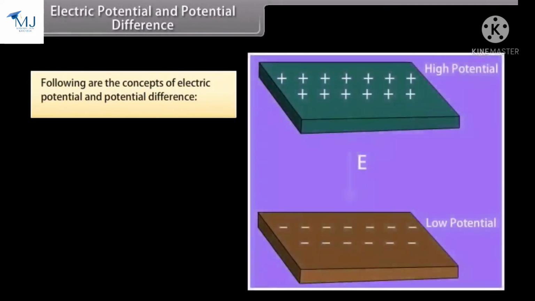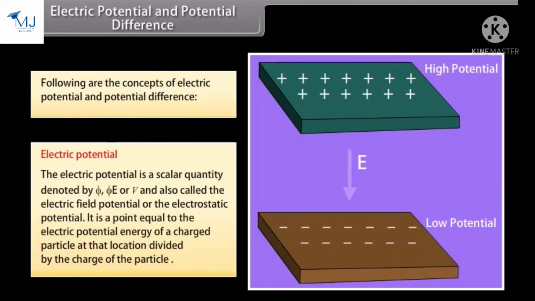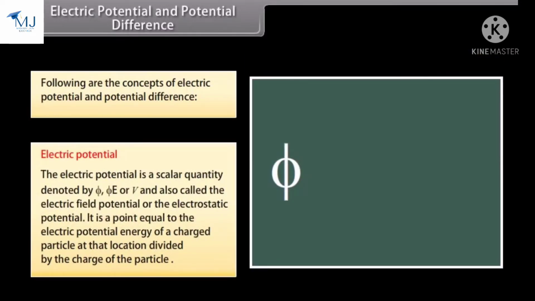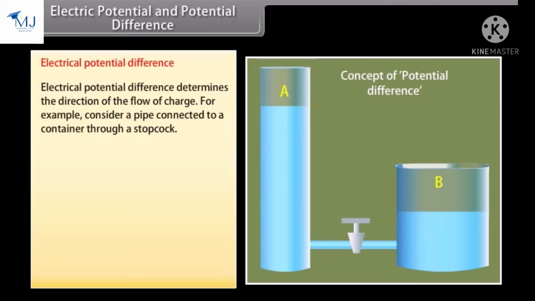Electric potential and potential difference. Let us look at the concepts of electric potential and potential difference. Electric potential is a scalar quantity denoted by E or V. It is equal to the electric potential energy of a charged particle at the location divided by the charge of the particle. Electrical potential difference determines the direction of the flow of charge.